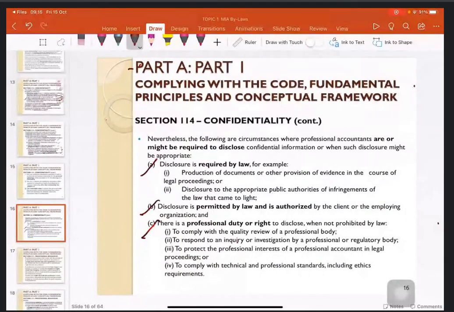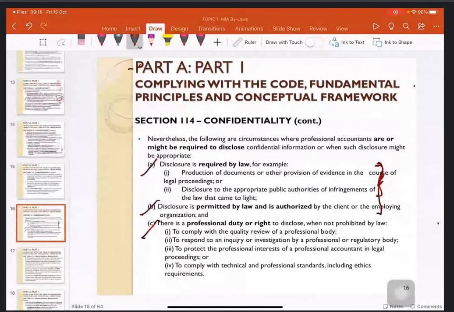Okay, for example, production document. Katakanlah bahawa law require you to issue some of the information. SC katakanlah bahawa nak some of the information or document daripada you, so you can produce or disclose the information. Okay, tetapi kat sini apa yang MIA recommend adalah bila you nak disclose information untuk A and B ya, when you nak disclose information kepada outsiders, okay, you always get advice daripada legal office.